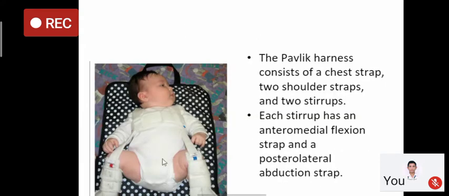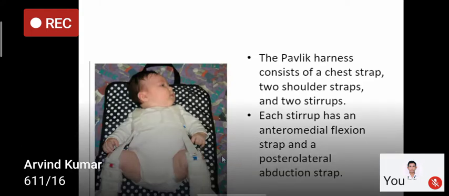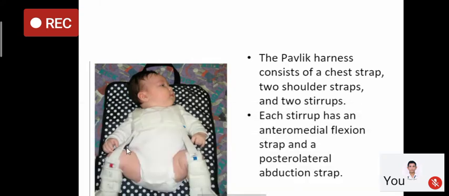This is how the pelvic harness is. These are the different straps. The straps are for maintaining the flexion and abduction. Chest strap, 2 shoulder straps to maintain the chest strap in position, and 2 stirrups. The stirrup has an anteromedial flexion strap and a posterolateral strap. These are the 2 straps, one behind the other.